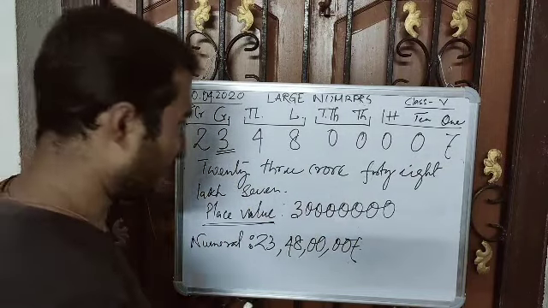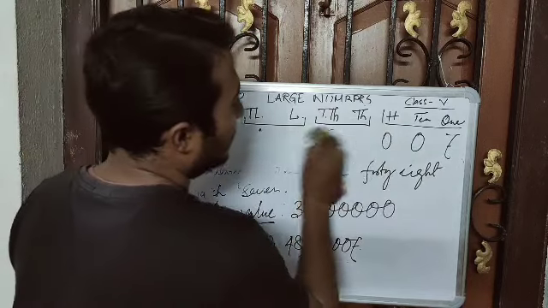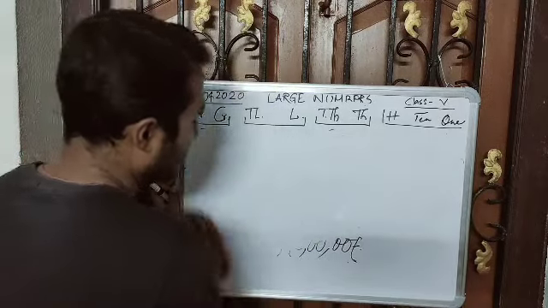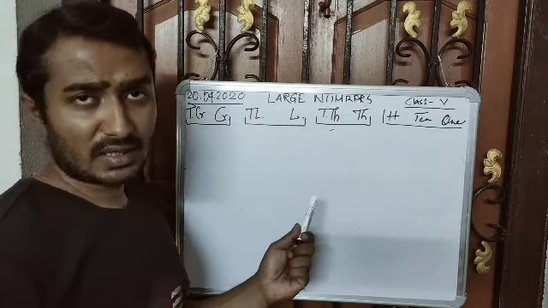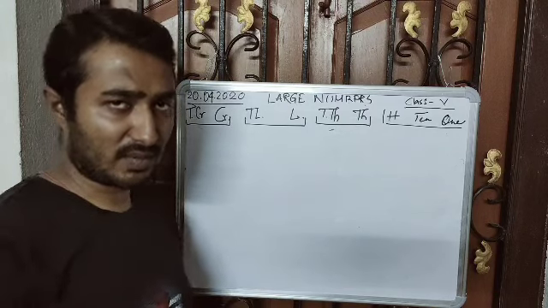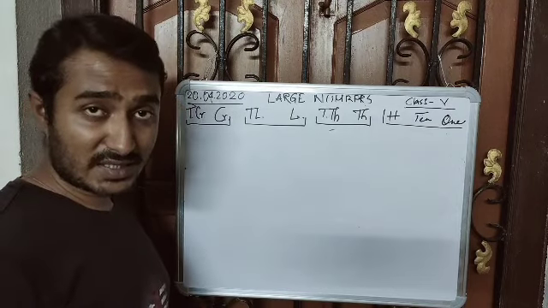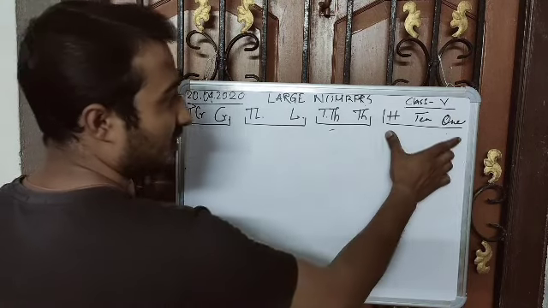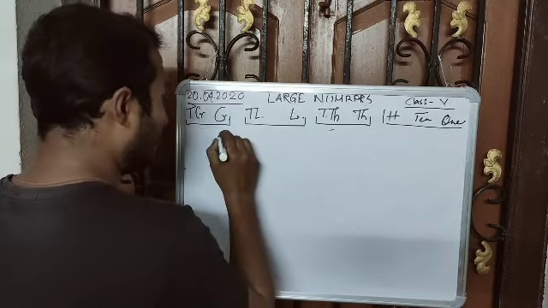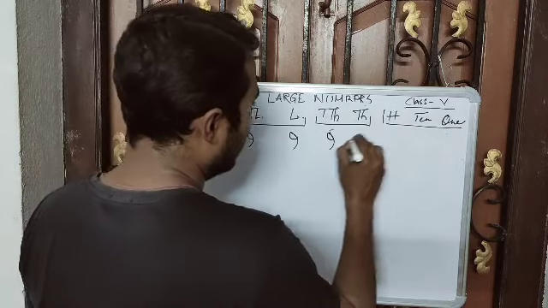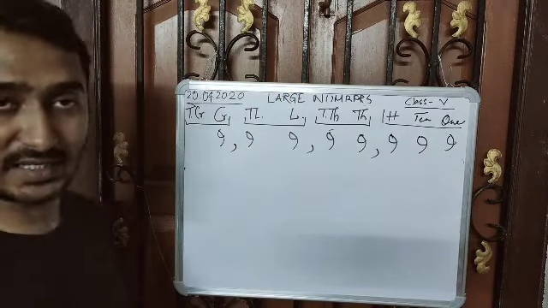Now today's last topic. If we have this table and you are asked to write the largest and the smallest, suppose 8-digit number, 7-digit number, 9-digit number, whatever, how can you write it? Suppose you are asked to write the largest 8-digit number. Largest means all will be 9, 9, 9, 9, 9, 9, 9, 9. So this is the largest 8-digit number.